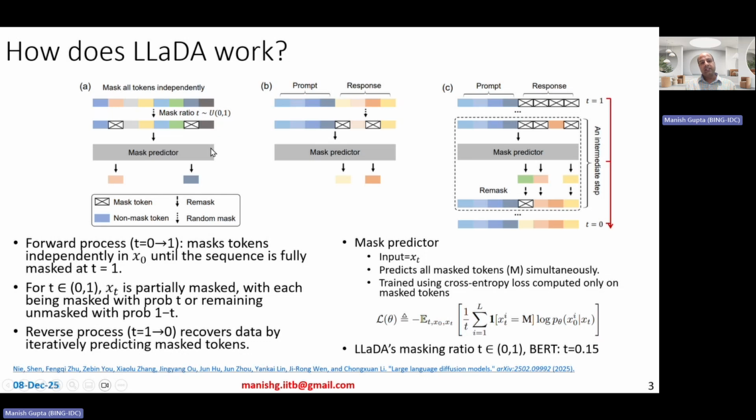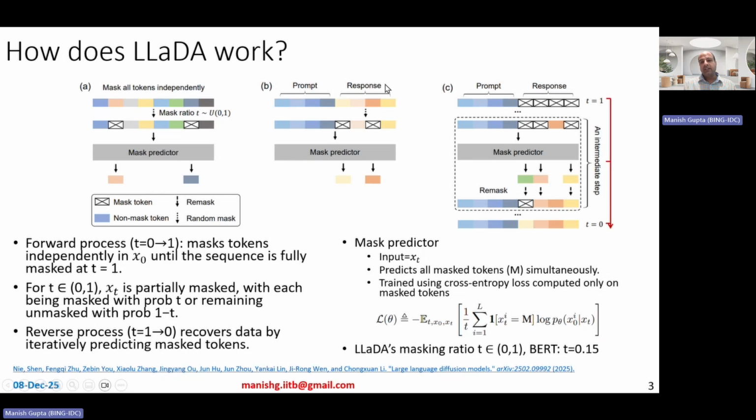Now the reverse process is basically this part, which is the mask predictor. This is pretty much like a BERT kind of predictor. It takes those masked tokens and tries to unmask them, and it uses the transformer model. It's a reverse process that goes from t equal to 1 to t equal to 0, as is standard in the diffusion world. It recovers the data by iteratively predicting those masked tokens. Okay, so that's basically the pre-training part.